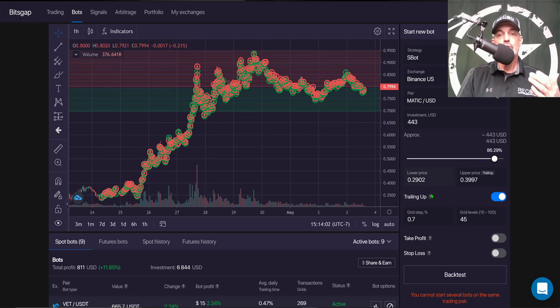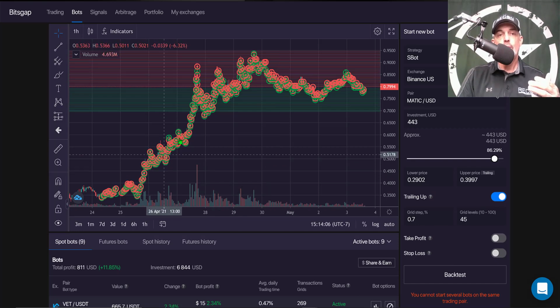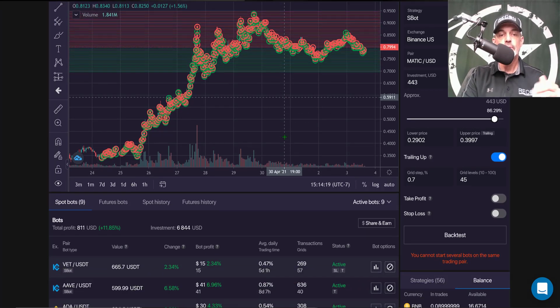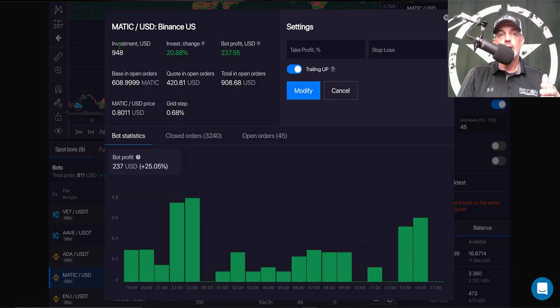But instead, with the trailing up feature enabled, the grid followed the price action all the way up, and therefore I captured this entire move up and was able to lock in profit. If we scroll down, you can see my Matic USDT bot has a profit of $237 on an investment of $948, or a total bot profit of approximately 25%.